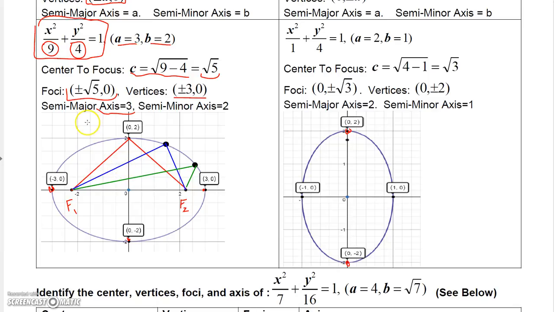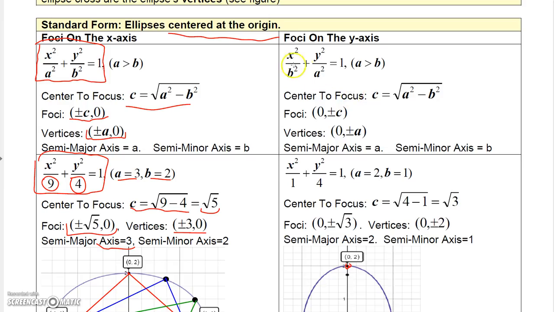And that's the ellipse. Now again, these are for ellipses that are centered at the origin. These vertices and foci change if you're centered at somewhere other than the origin. Okay, if you have the foci on the y-axis, then the denominator of the y-squared term is going to be larger. So an example of that, and then c would still be the square root of a squared minus b squared, because we're saying that a squared is always the larger term.